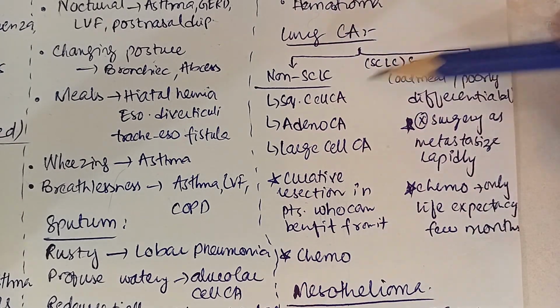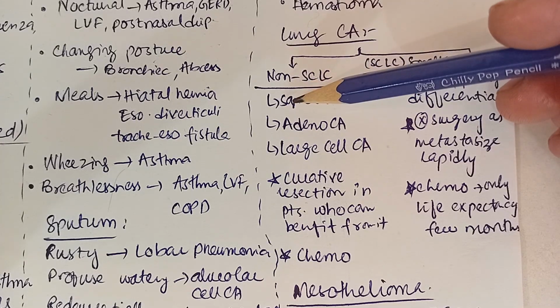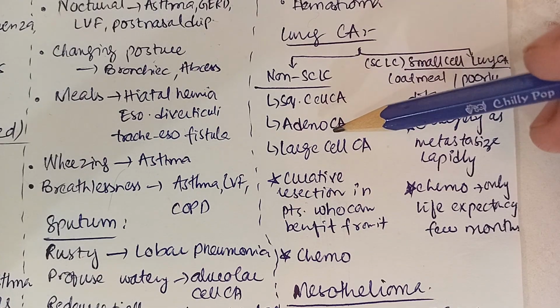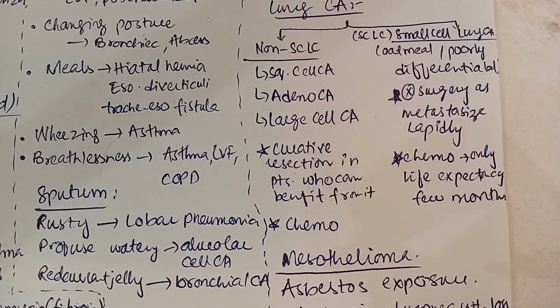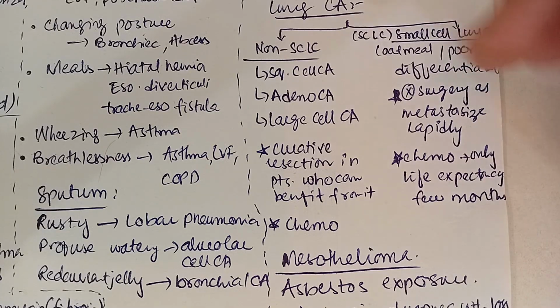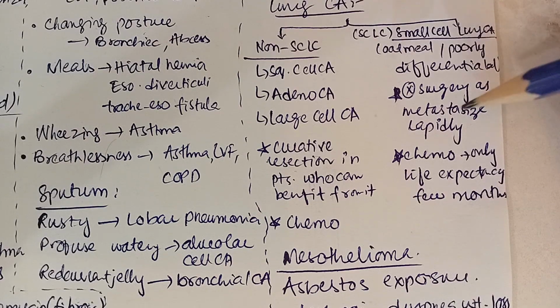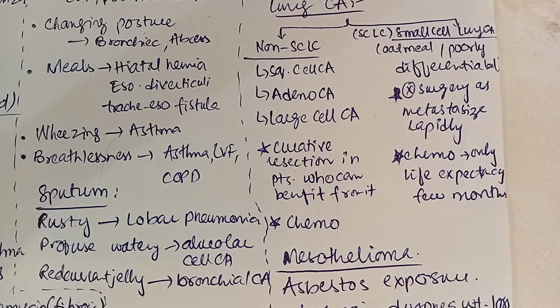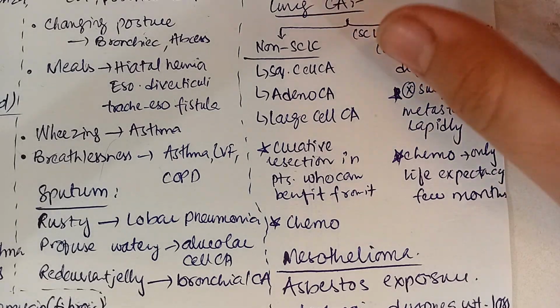Non-small cell cancer can be of three types: squamous cell carcinoma, adenocarcinoma, and large cell carcinoma. Surgery can be done in non-small cell lung carcinoma, with curative resection in patients who can benefit from it, and chemotherapy also has a good prognosis. But small cell lung carcinoma is very lethal and metastasizes very rapidly. Surgery cannot be done, and chemotherapy can be done only when life expectancy is more than a few months.